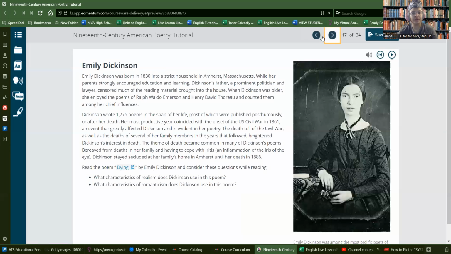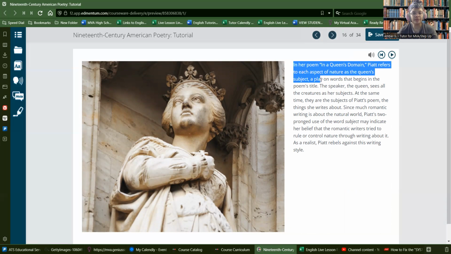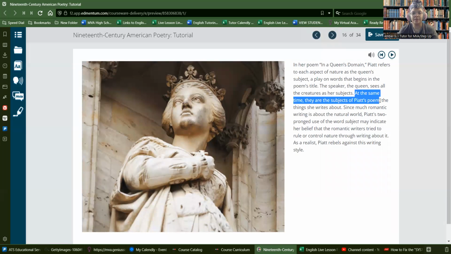Alrighty. So slide 16 here. It says here in her poem, In a Queen's Domain, Piat refers to each aspect of nature as the queen's subject, which is a play on words that begins with the poem's title. So everything's characterized as belonging to the queen. So she sees the creatures as her subjects, like she's over them, she has power over them. But at the same time, they are the subjects or topic of Piat's poem, and that's the things that she writes about. So there's a parallel running there.